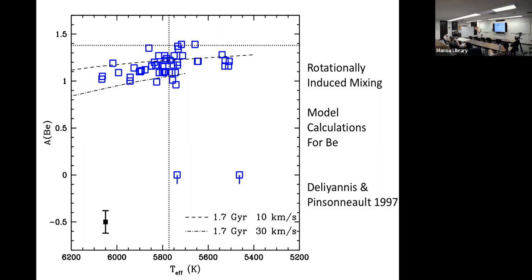The dashed line, the upper one, is a star that starts life rotating at 10 kilometers a second. The lower one starts life at 30 kilometers a second and spins down more and loses more beryllium. So it is mostly.